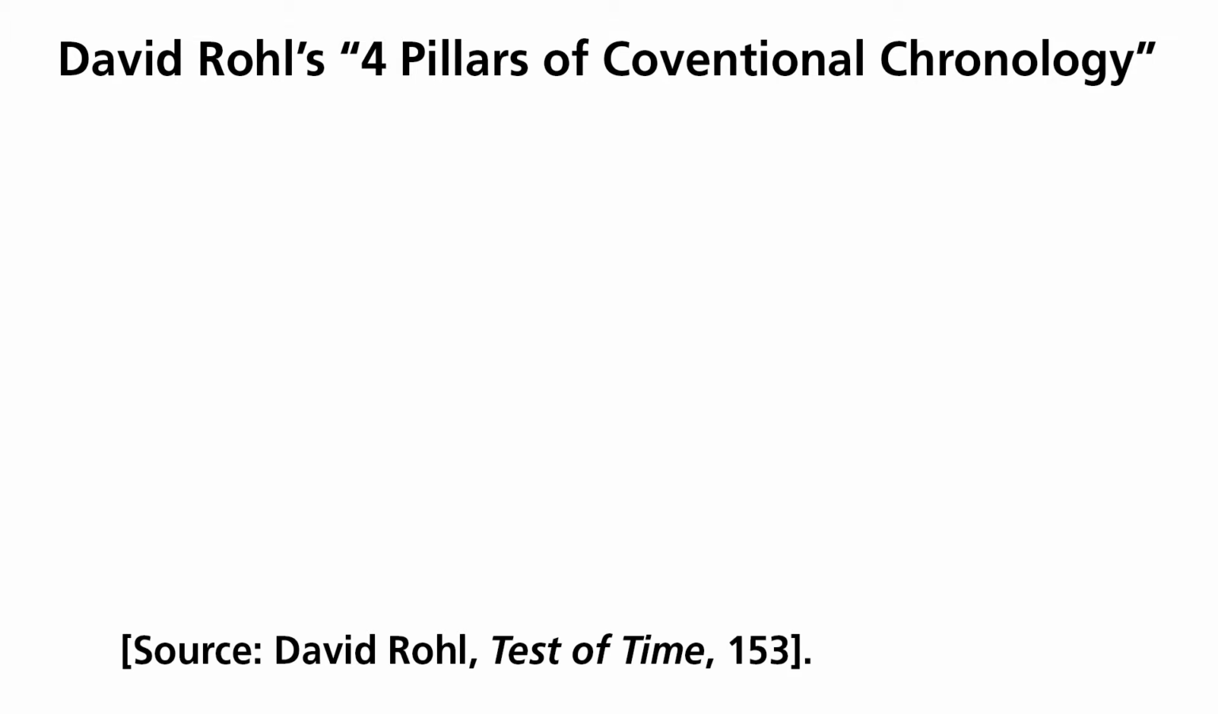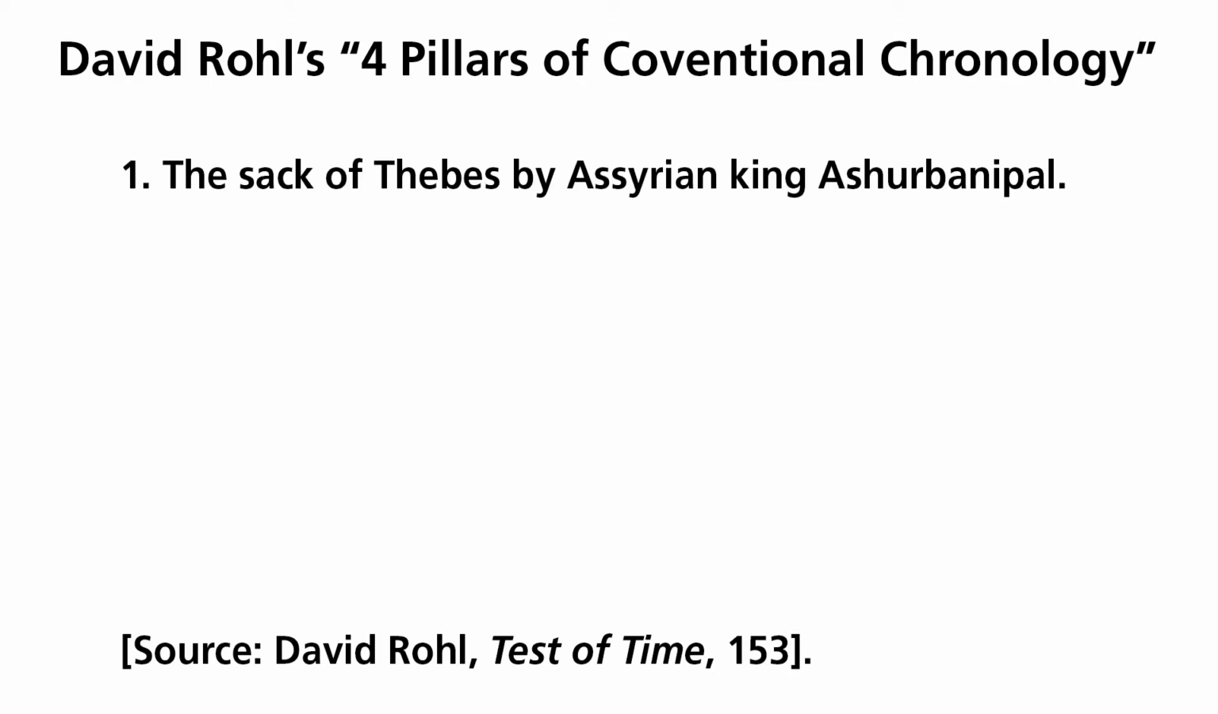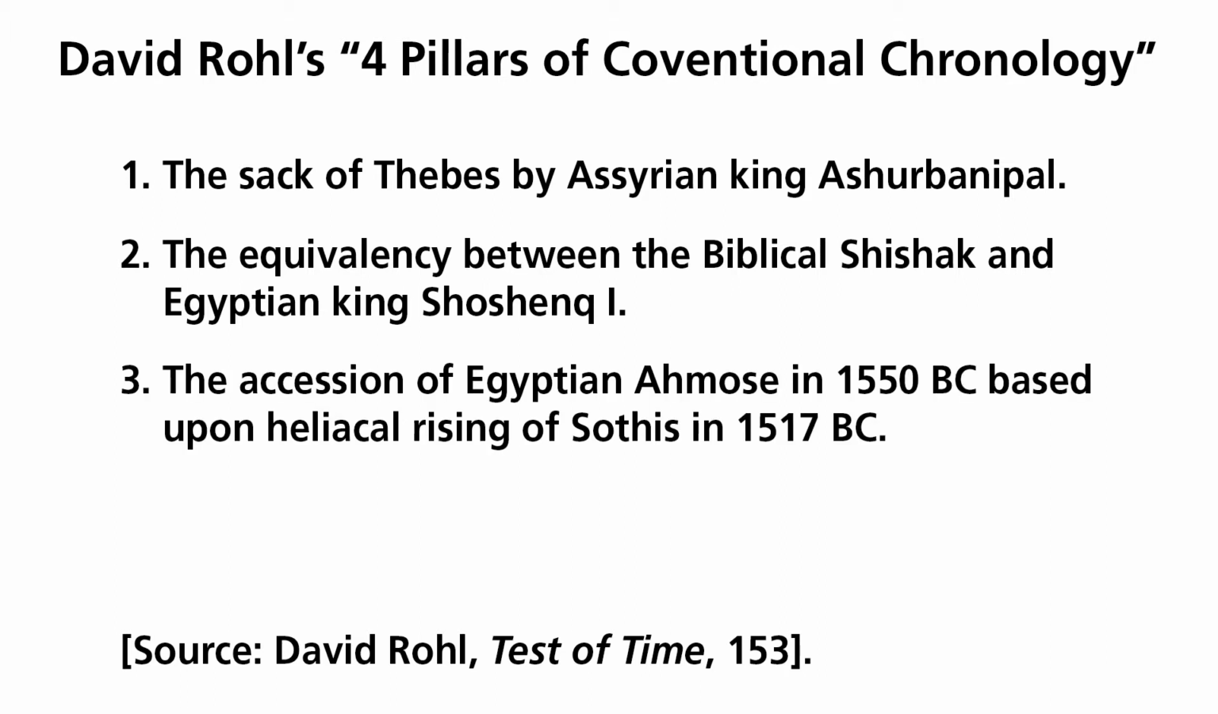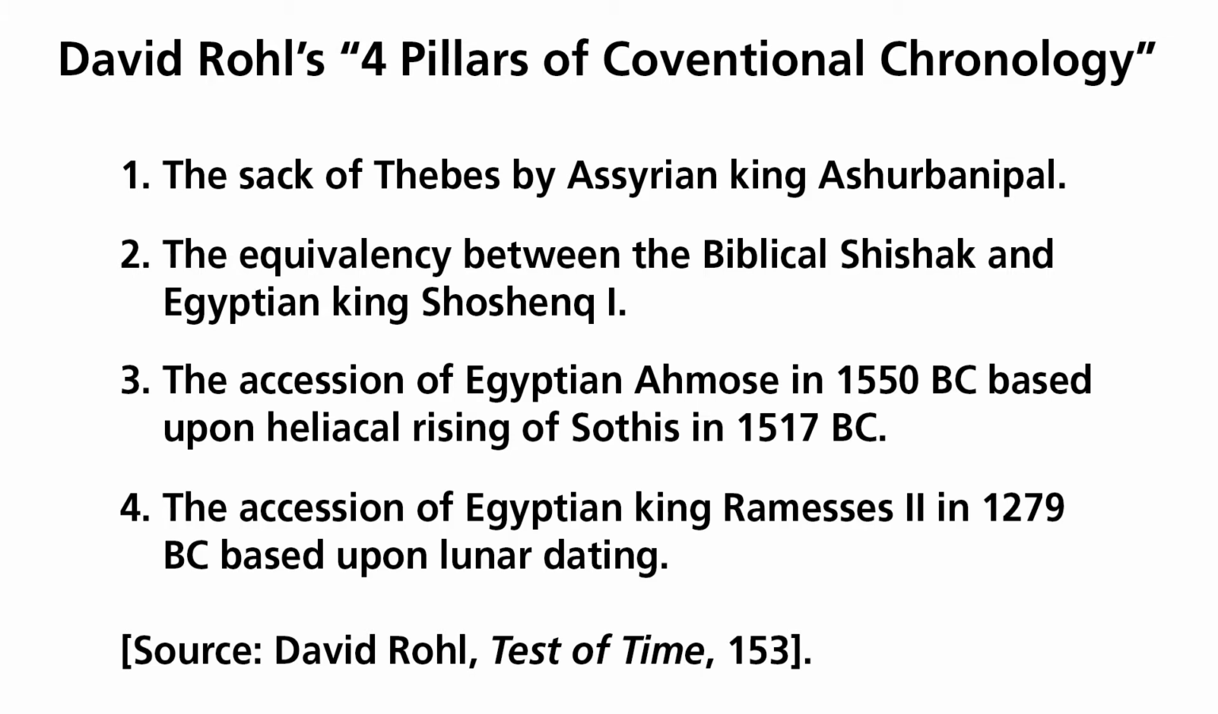His 4 pillars of conventional chronology are: 1. The sack of Thebes by Assyrian king Ashurbanipal. 2. The equivalency between the biblical Shishak and the Egyptian king Shoshenq I. 3. The ascension of Egyptian king Ahmose in 1550 BC based upon the heliacal rising of the star Sothis in 1517 BC. And 4. The ascension of Egyptian king Ramses II in 1279 BC based upon lunar dating.